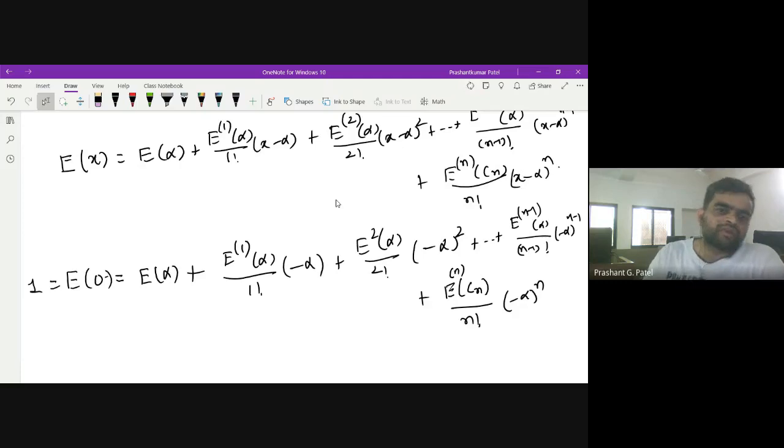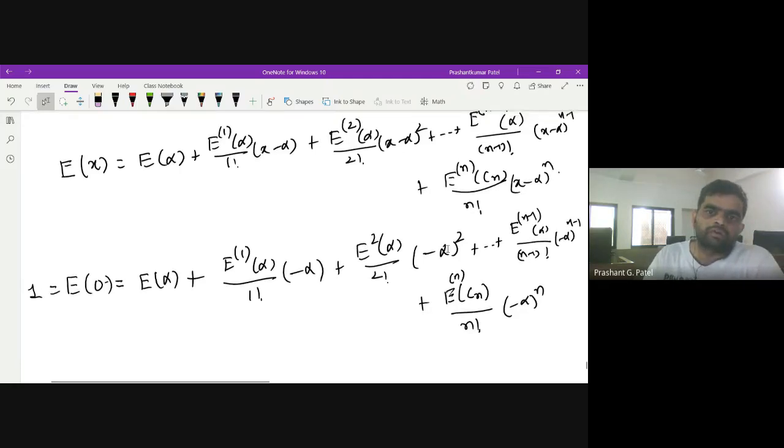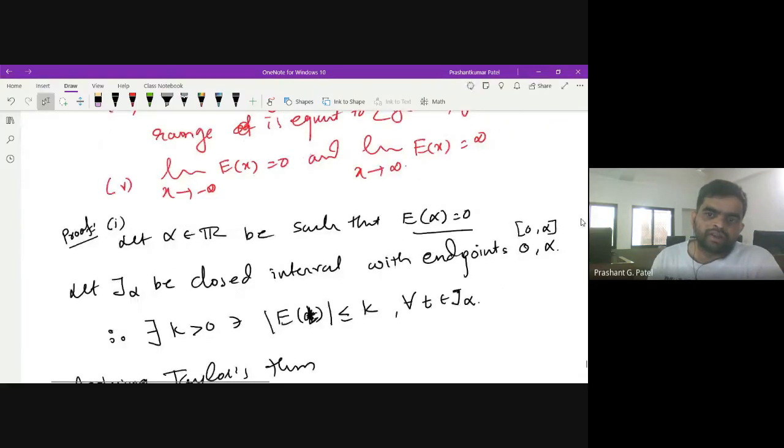But what is E of alpha? What we have assumed is that E of alpha is 0. So the first derivative of E at alpha is also 0. In particular, every nth derivative at alpha is 0.